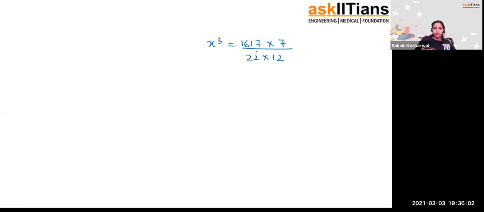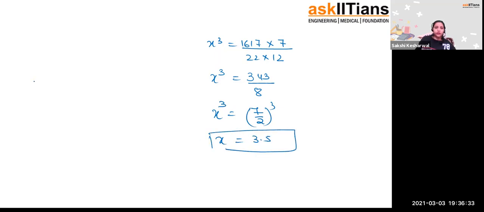So when you start doing the calculation, you will get x cubed is equal to, see this, you will be getting x cubed is equal to 343 divided by 8. After solving this, I have the solving, right? So x cubed is equal to 7 by 2 whole cubed, so x is equal to 3.5, right or not?